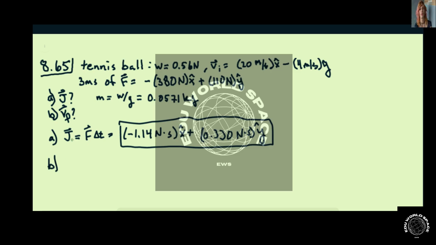So now we need to use the fact that the impulse is also equal to the change in momentum. So the final momentum is equal to the initial momentum plus the change.